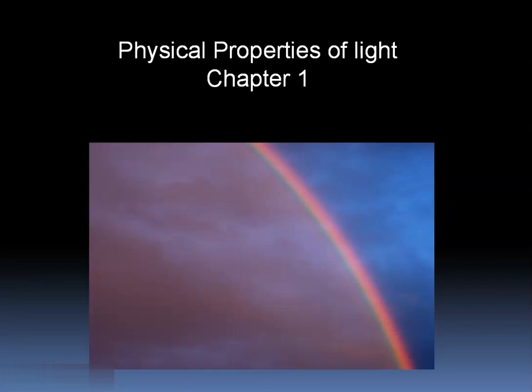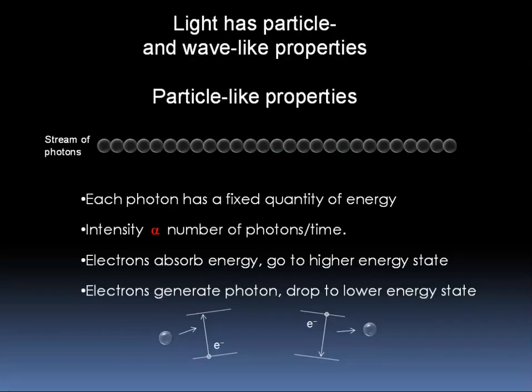Chapter 1: Physical Properties of Light. Light has both particle and wave-like properties. Particle-like properties have each photon as a fixed quantity of energy, so that the intensity is proportional to the number of photons per unit time. Electrons may also absorb photon energy and go to a higher energy state, and they may generate photons as they drop to a lower energy state.